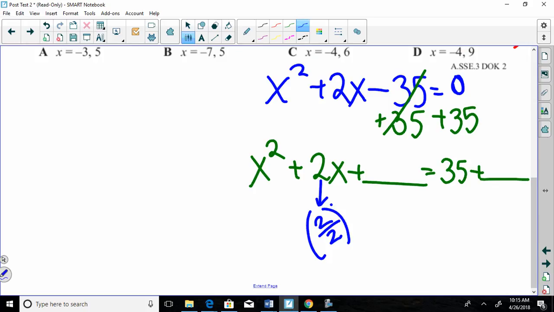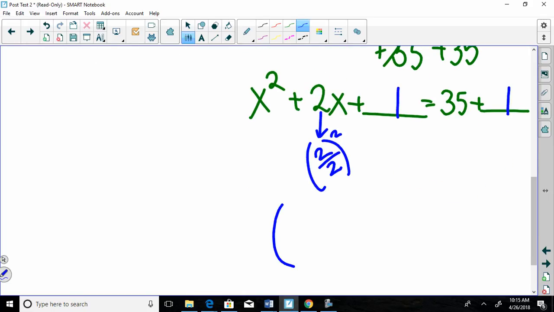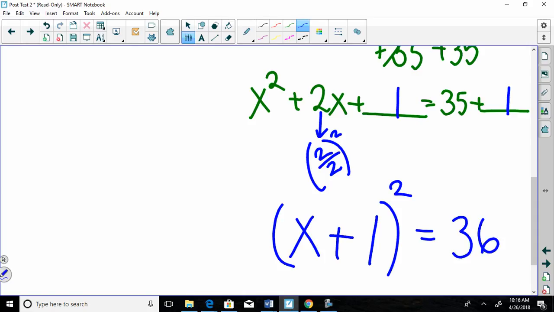And then what is 2 divided by 2? 1 and 1 squared. I put that in the blanks. And then how do I turn this into a perfect square? (x plus 1) squared equals 36. Usually it will go up to this point. At this point will probably be an answer choice. So like at this point they would leave it probably like that.